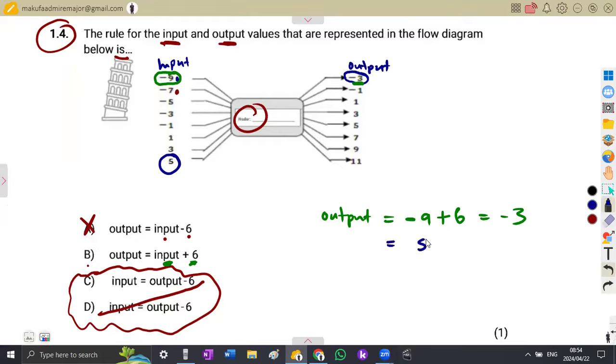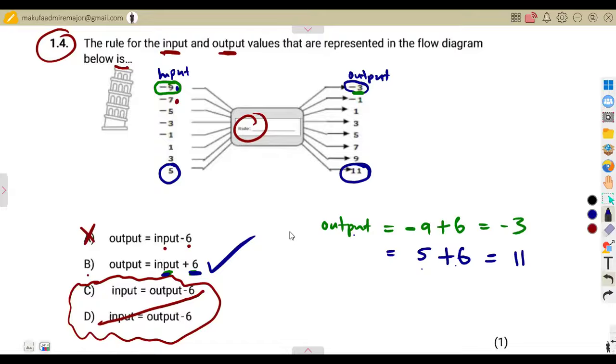The input is 5. They are saying everything on the input, if we add a 6, we must get the output. Okay, 5 plus 6 is equal to what? 11. And it is exactly the 11 that we have there. So this rule is correct. This is the rule that exactly satisfies what we want. The output is equal to input plus 6. So the answer was going to be B.